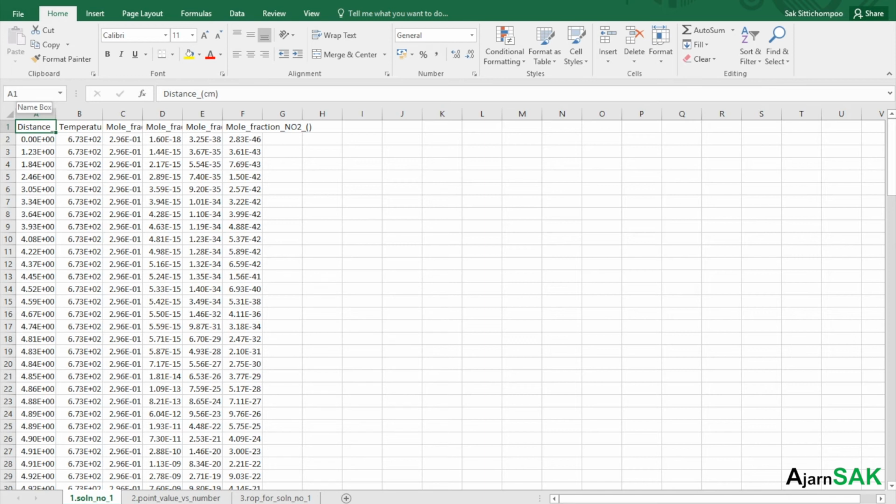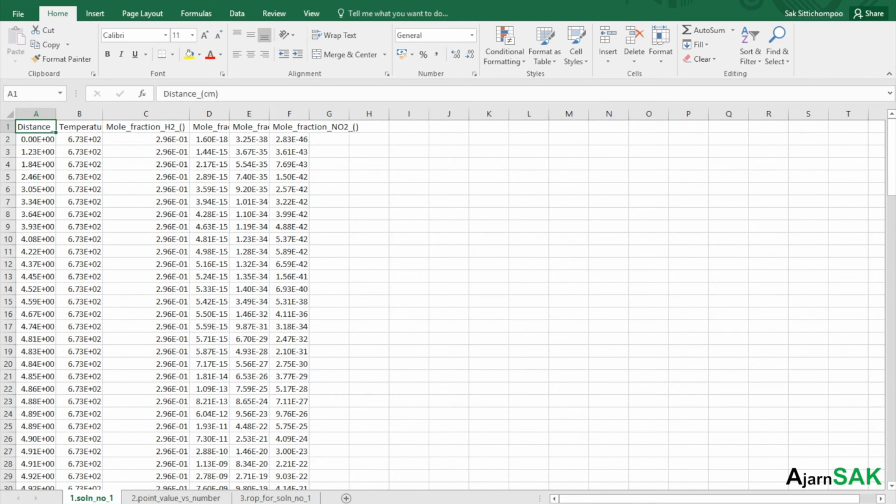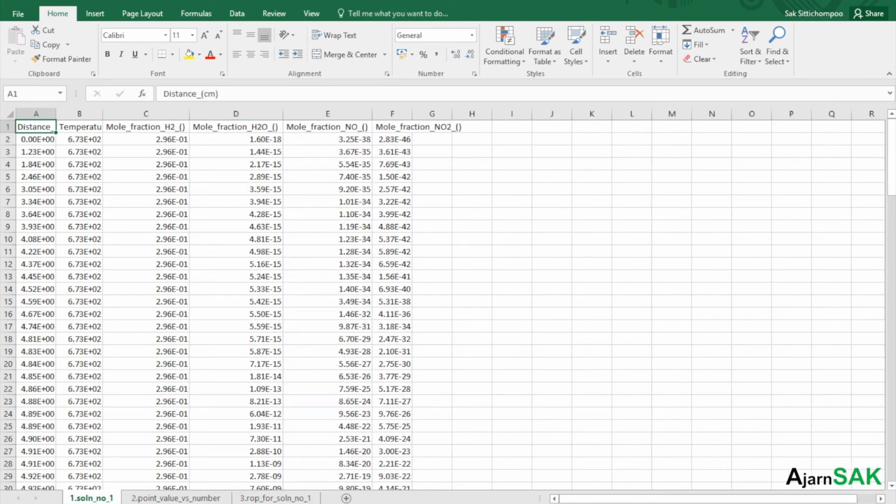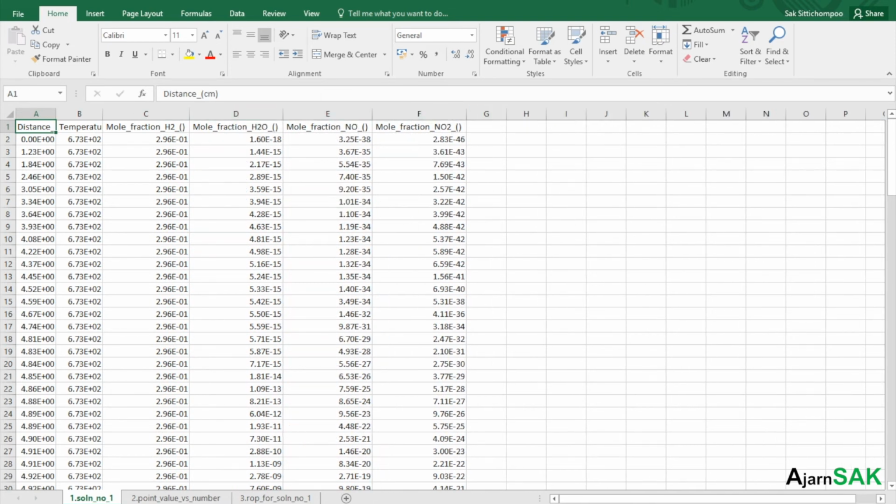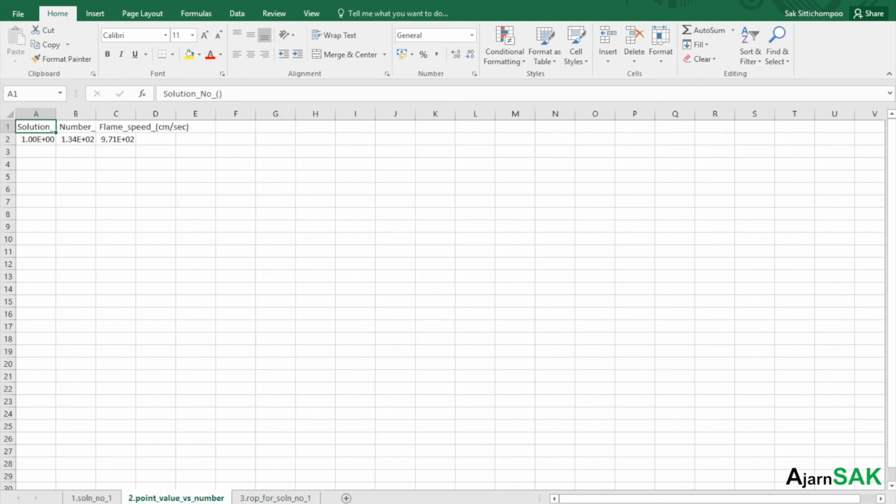Okay. So what about, for example, mole fraction of hydrogen, mole fraction of water? Whatever we chose. But let's see the flame speed. No, the flame speed will be in the other part in here. Take a look here. You see your flame speed is this one.